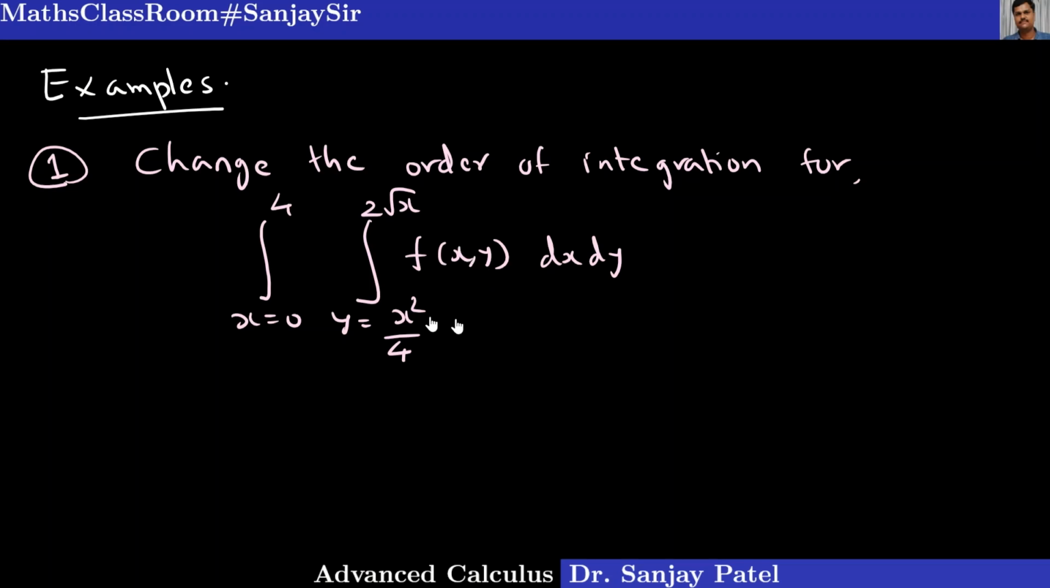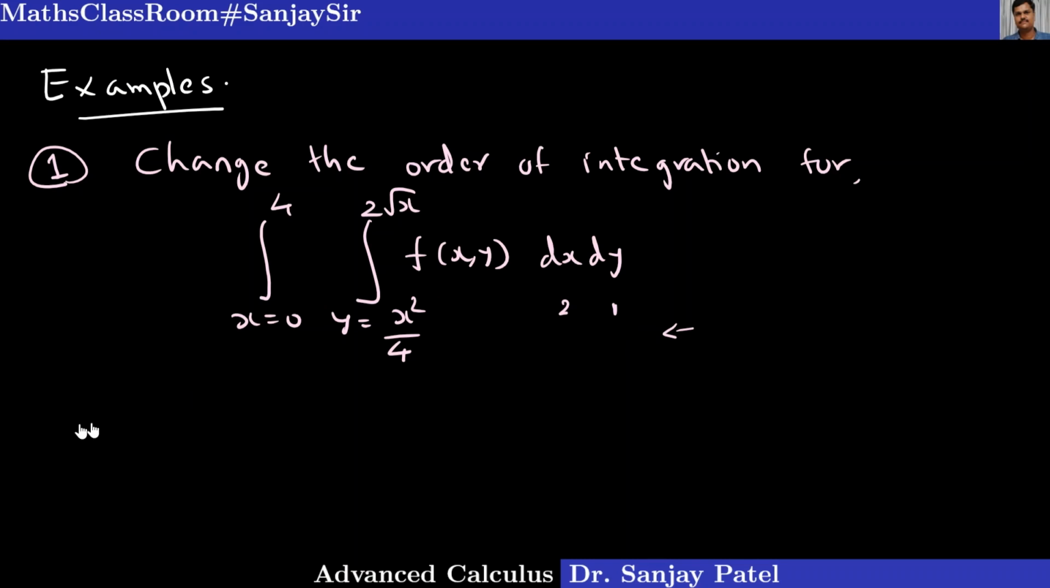So this double integral is given, and from this statement you can understand that it is integrated with respect to y first and then with respect to x. So this is the order, first with respect to y and then with respect to x. And you want to change this order. So you want to integrate with respect to x first and then with respect to y.